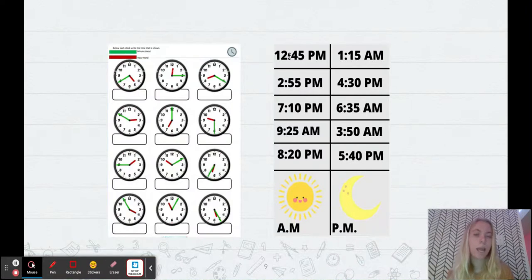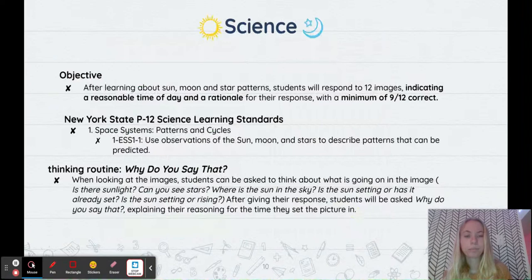the time presented. And then they would discuss if it would be in the morning or night, whether it was PM or AM. And then they could also discuss if the sun would be in the sky, if it would be dark out, where the sun is, if it would be directly above us, setting or rising.